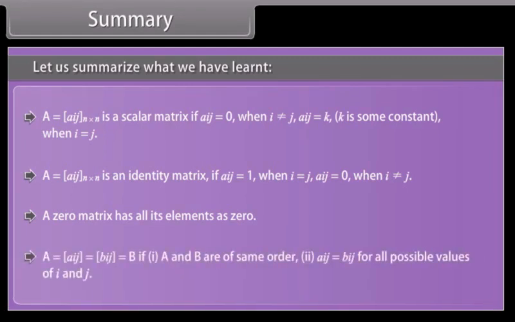A = [aij] is equal to B = [bij] if A and B are of the same order and aij is equal to bij for all possible values of i and j.